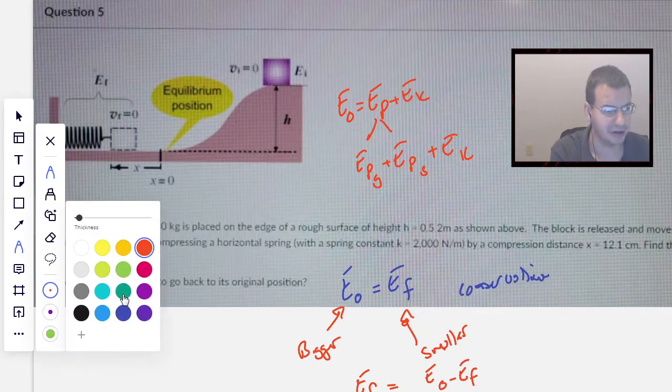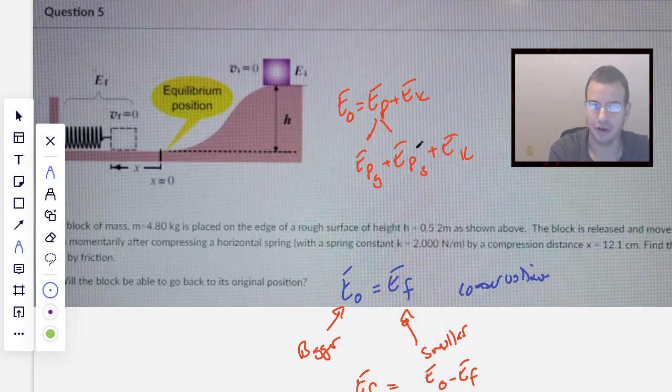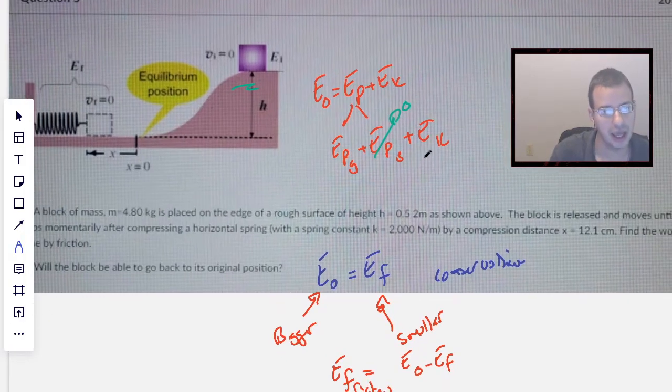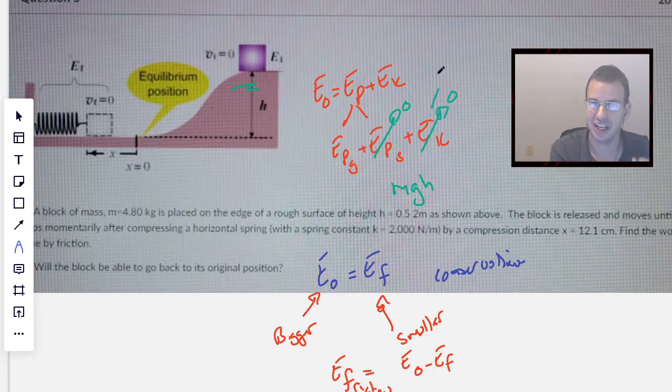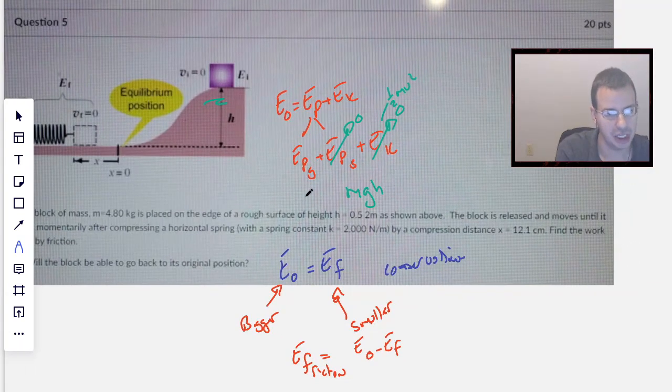When it's at the top of the hill, there's no spring involved, so that's going to be 0. Energy gravitational is just mass times gravity times height. And then its speed is 0. Since energy kinetic is 1/2 mv squared and v is 0, that's 0. So this is going to be its initial energy.